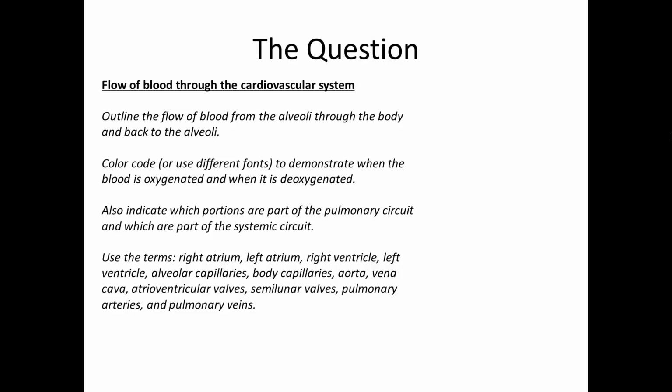All right, so here you're seeing the entire question in front of you. The very first thing to do is to read through the question and pick out things that you already know. Right here we have flow of blood through the cardiovascular system. Well, I know cardiovascular is heart and blood and that sort of thing. Then, outline the flow of blood from alveoli. I've seen that in the respiratory system, so that refers to something in the lungs, if you remember from respiratory.